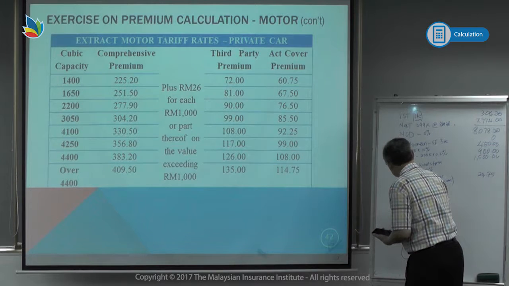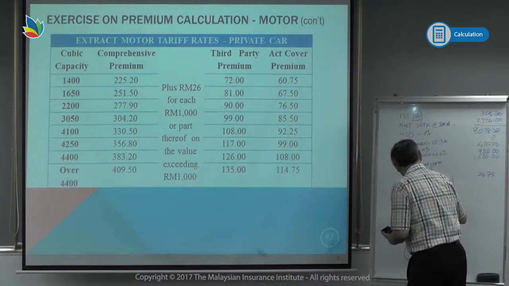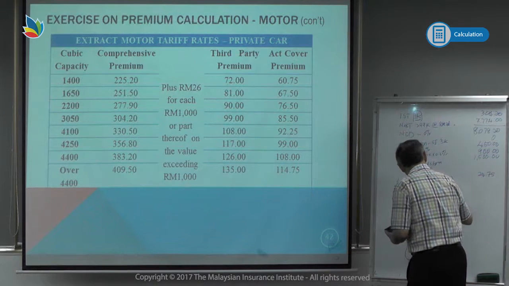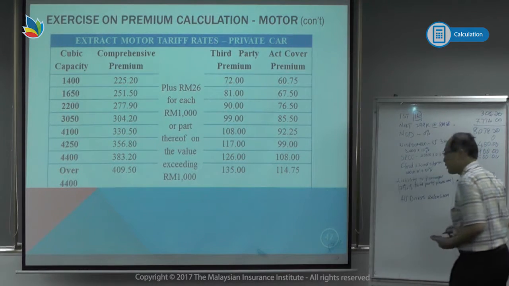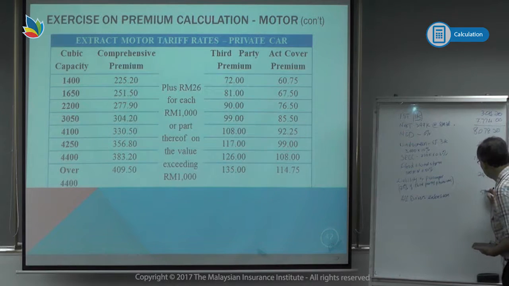All drivers also standard, is it? All drivers extension is 50 ringgit, but there's a condition to the all drivers extension. All drivers extension can only be granted to companies, corporate insured. Okay, individual policyholders are not entitled to the all drivers extension. But the premium is fixed at 50 ringgit.